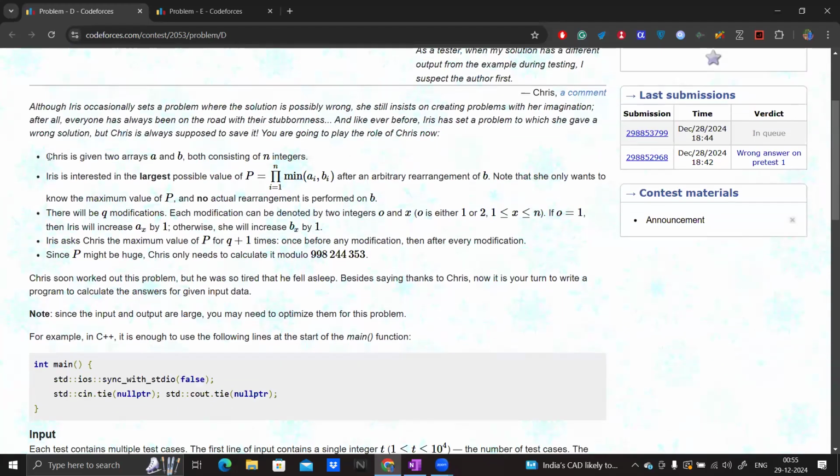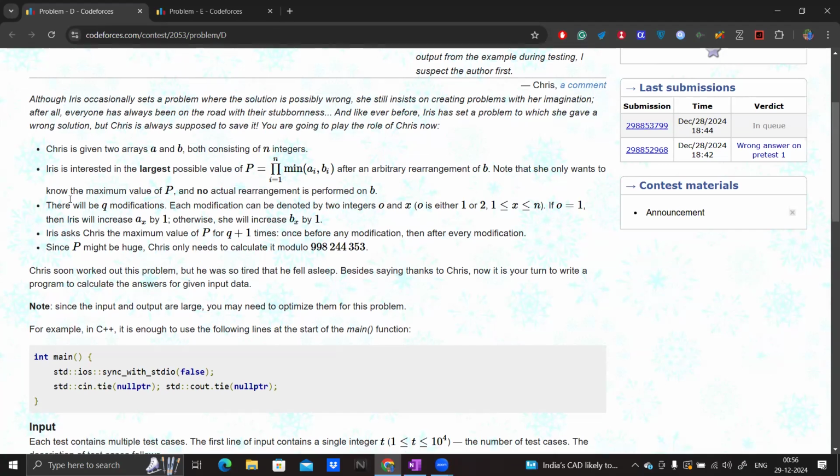The problem is Chris is given two arrays A and B consisting of n integers. She is interested in the largest possible value of P, which is a product of min of A_i comma B_i after an arbitrary rearrangement of B. Note that she only wants to know the maximum value of P and no actual rearrangement is performed on B. So what they are saying is, let's say we have two arrays A_i and B_i, then we can rearrange B as we like, and then we calculate this value of P, which is the product of min of A_i comma B_i from 1 to n, right?